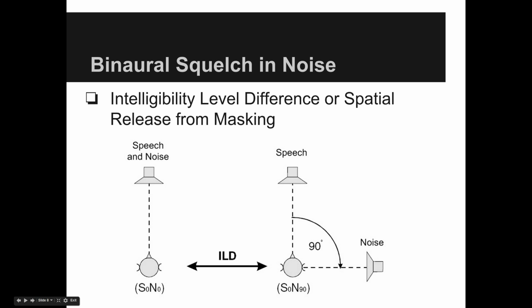The problem with spatial release from masking, or the intelligibility level difference under this condition, is it's going to combine both head diffraction effects and binaural squelch. So we'd like to be able to separate those out. So we can do that.